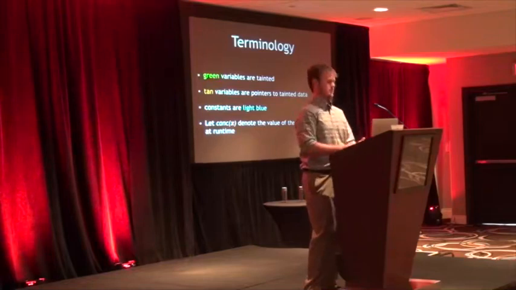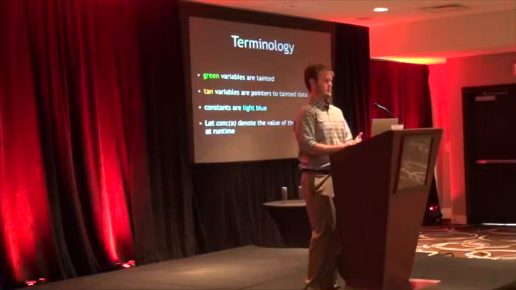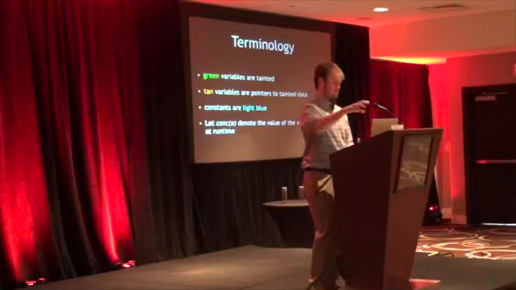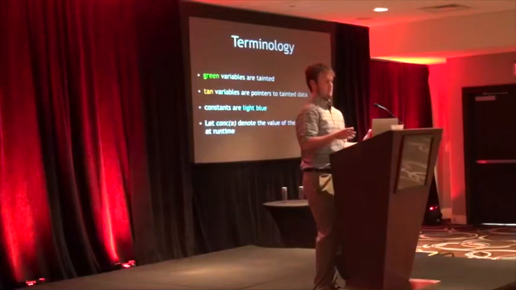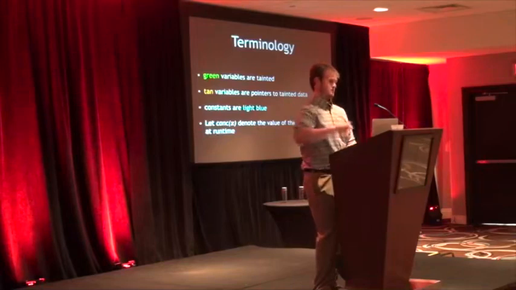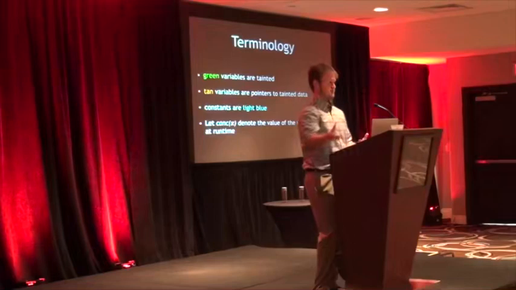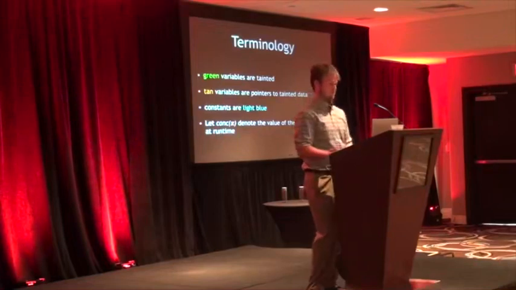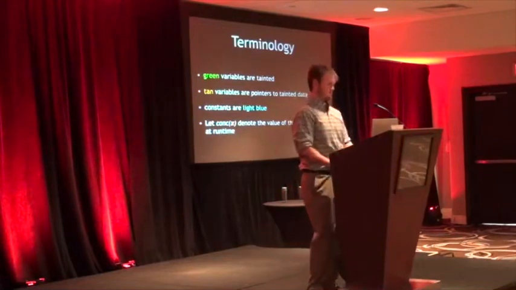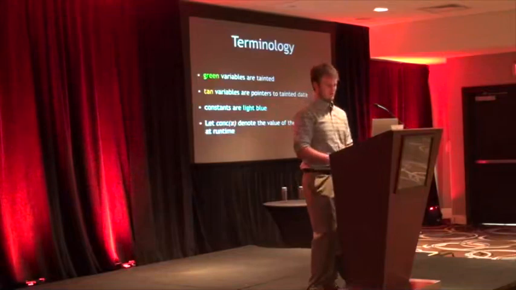So green variables are tainted data. What that means is they are values directly read from your program input. Tan variables are pointers to tainted data. So what that means is, for example, it could be a pointer to the beginning of an HTTP request that you made. So constants, the ones that are important, the ones that you should pay attention to, are in light blue. Those are pretty much just going to be numbers.